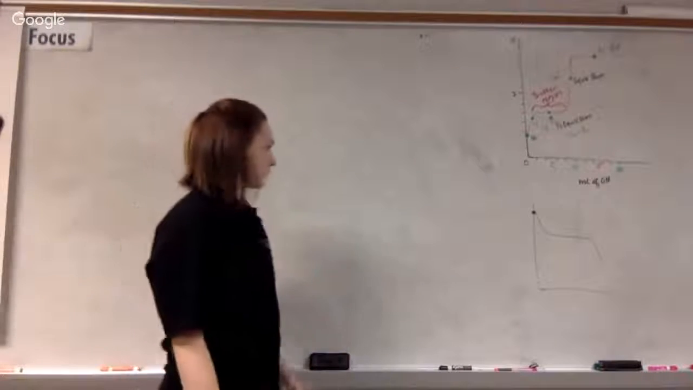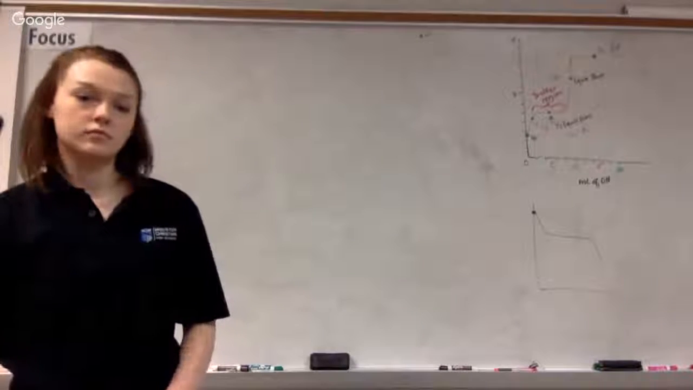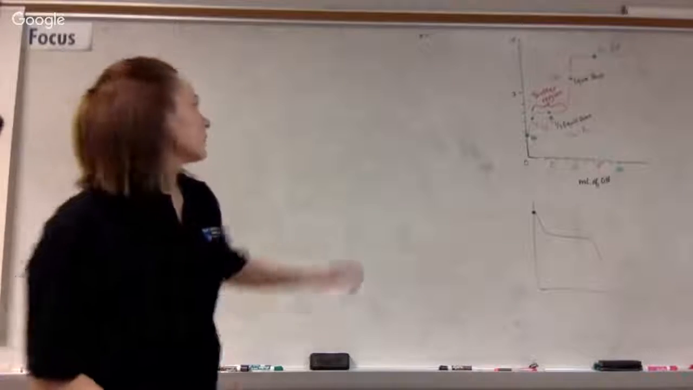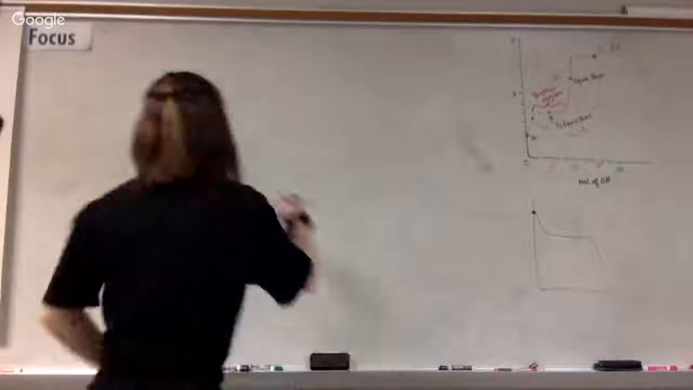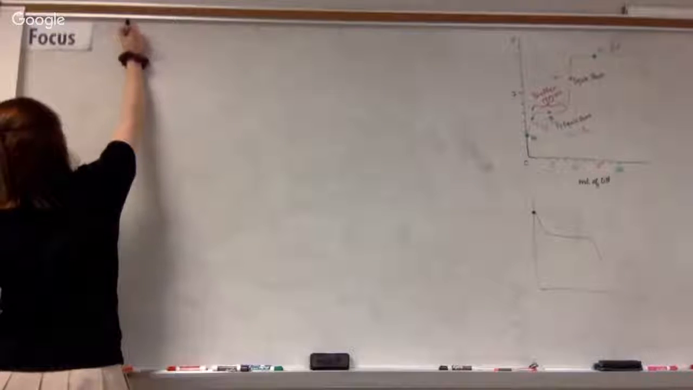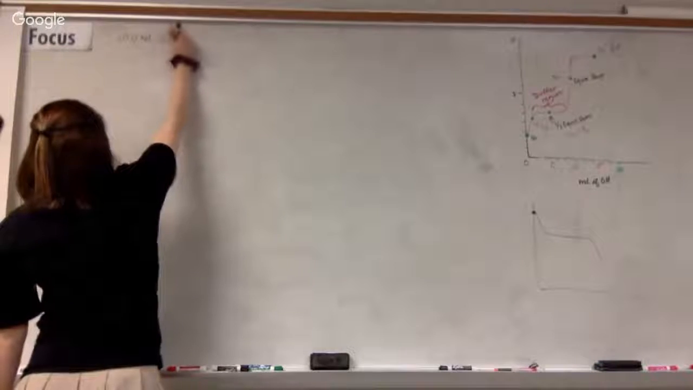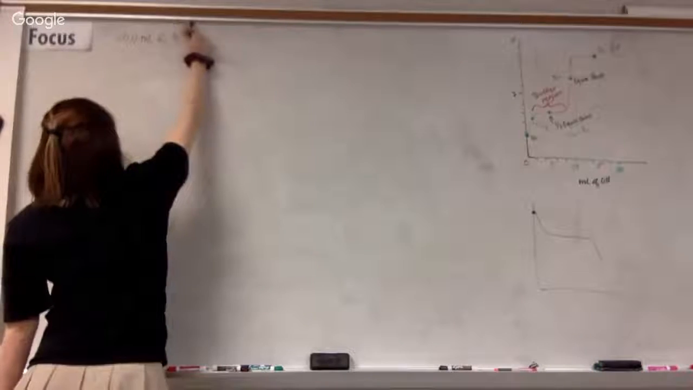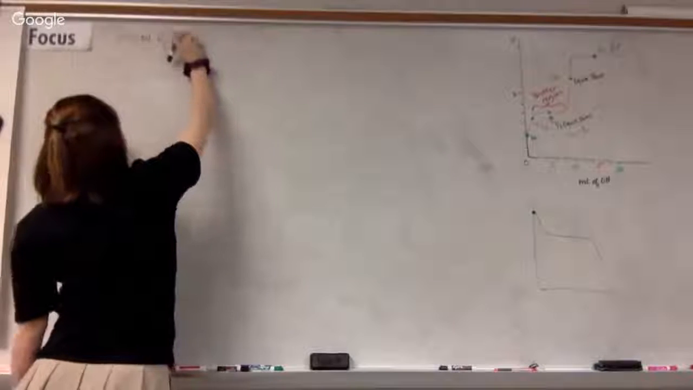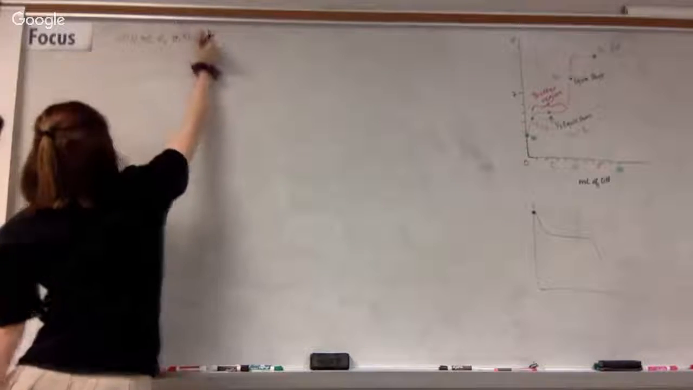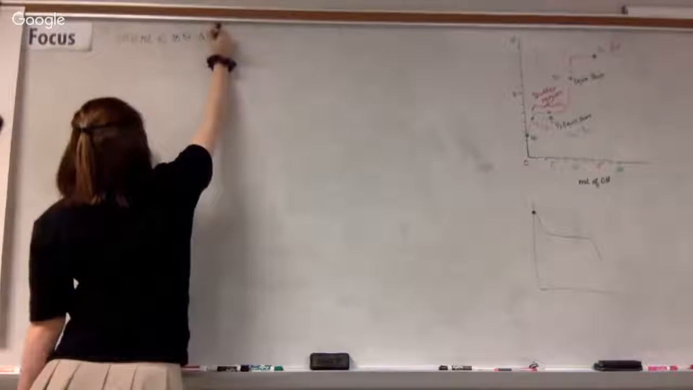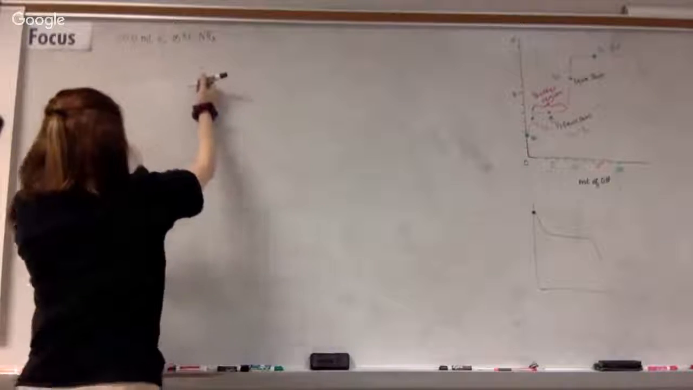Okay. So in this thing here, we're going to titrate 100 milliliters of 0.050 molar NH3 with 0.1 molar HCl.